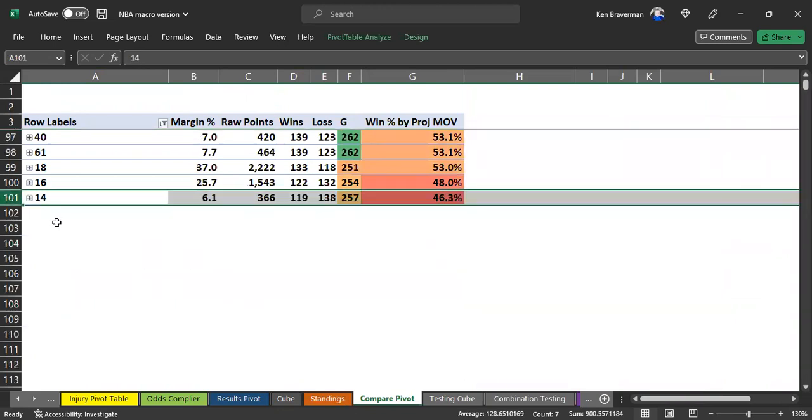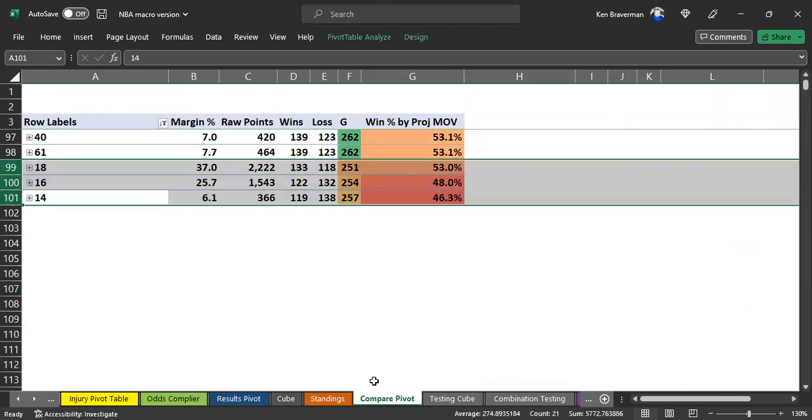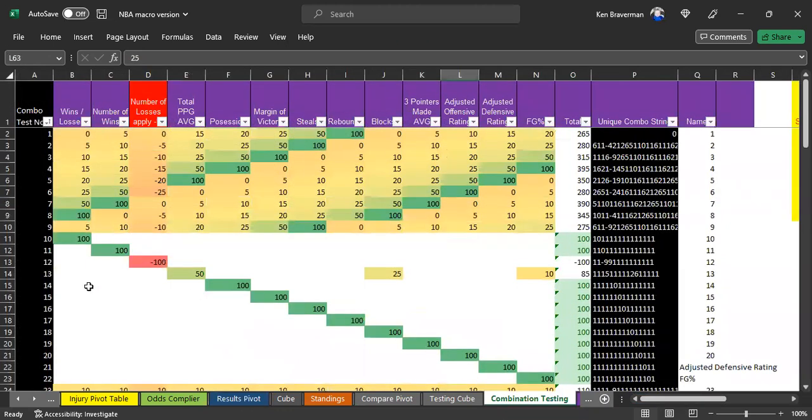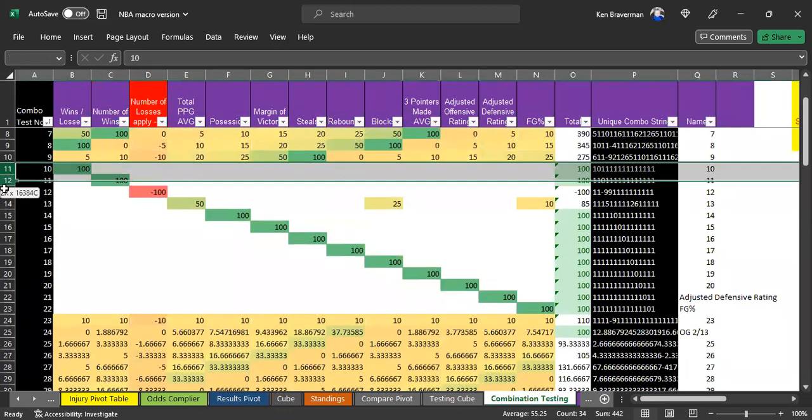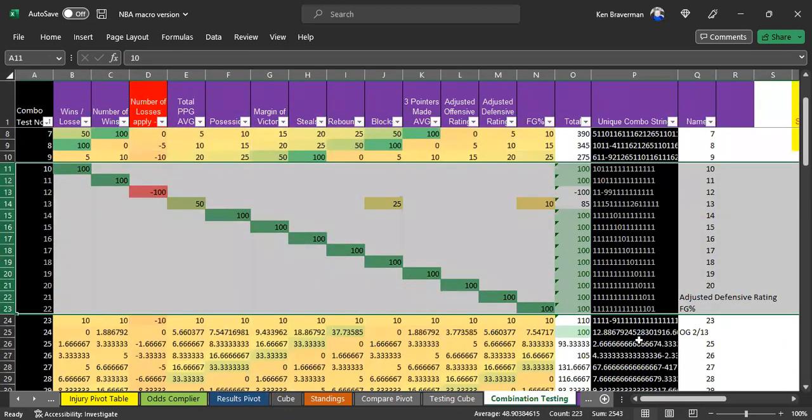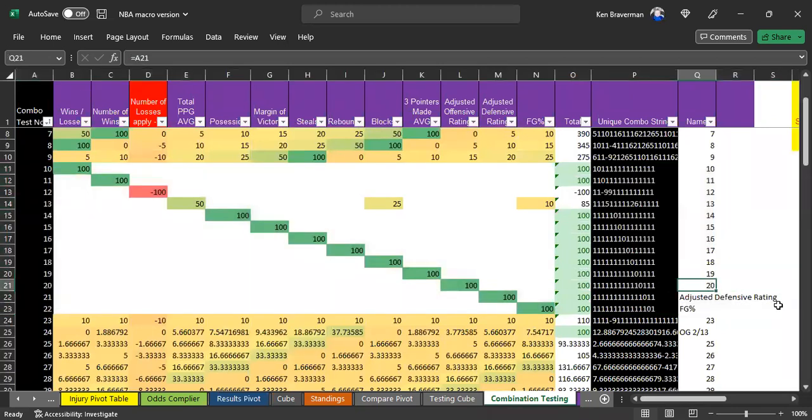What's number 14? By the way, I know what these middle ones are. These are one factor ones. I should change their name. So those are here. Yeah, see, these are the one factor where it's just one factor for the most part. Yeah, one's adjusted defensive rating. The other's adjusted offensive rating. This is 3-pointers made.